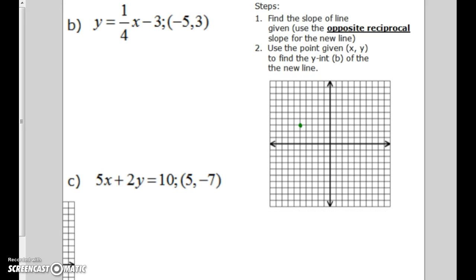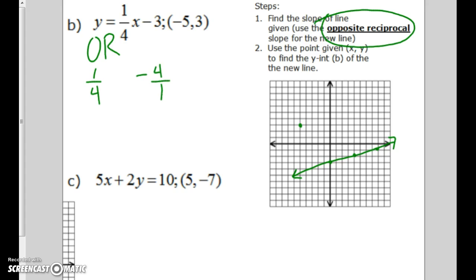Okay, same thing for this next one. Here's my new point that I want to graph. It tells me that my graph starts at -3 and up 1 and over 4. So your original line is going to look like this. I want one that is perpendicular to it. So I'm going to write the word OR. This is a positive 1/4. That means my new one needs to be a negative. And I need to flip that slope to be 4 over 1. So from my new point, I need to go down 4 and over 1. Down 4 and over 1. And this line right here will make my perpendicular.